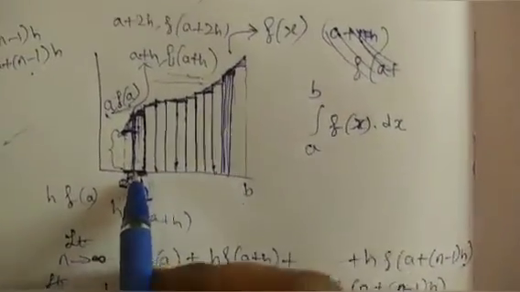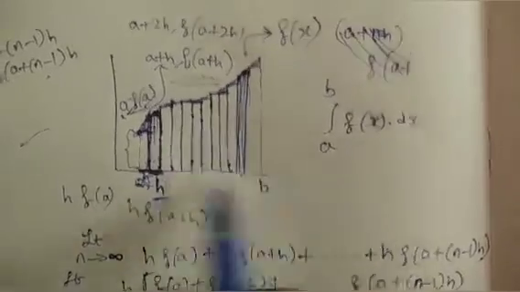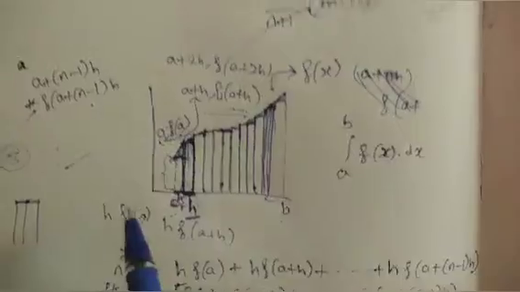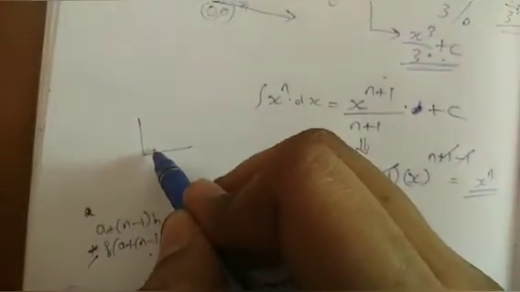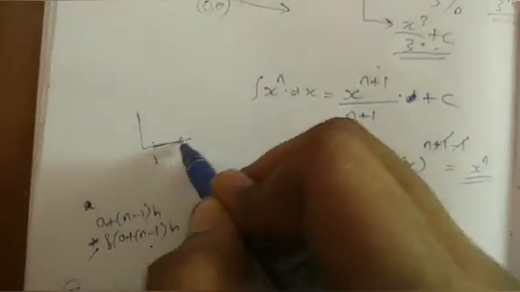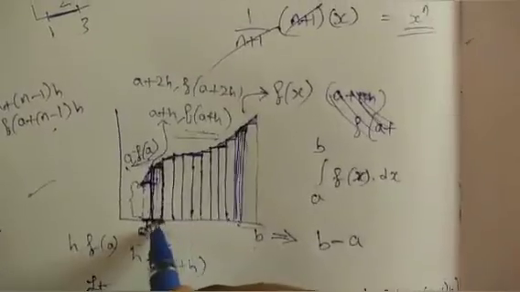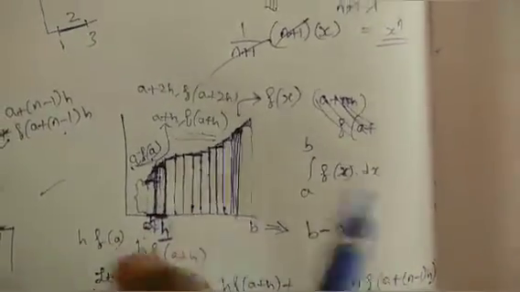If you notice carefully, from a to b, what is the total length? It will be b minus a, correct? For example, if this is 1 and this is 3, what is this length? 3 minus 1, this is 2 units, correct? Similarly, this length will be b minus a. So one important result to remember is b minus a, and one rectangle's width is h, correct?